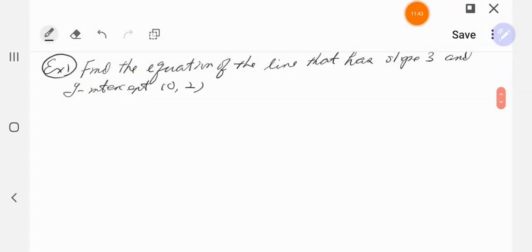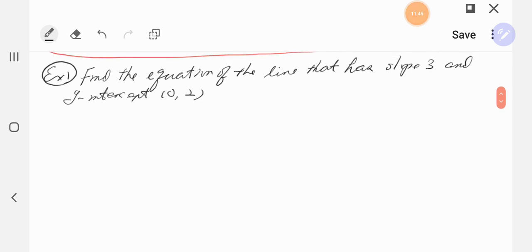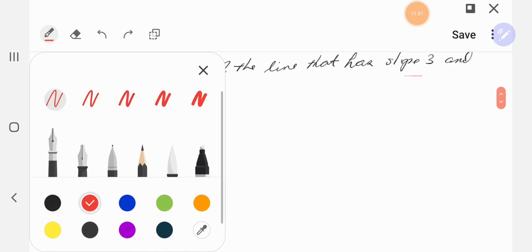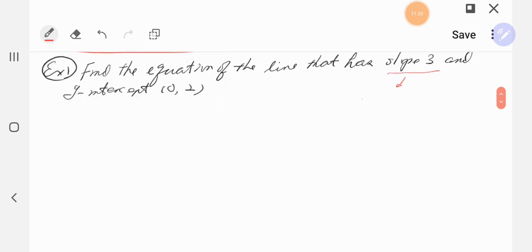Example 1. Find the equation of the line that has slope 3. So the slope is given, which means the slope is 3, and it is passing through a point. This is the y-intercept. Since this is the y-intercept, x always equals 0, right? So the y value is the value of b.